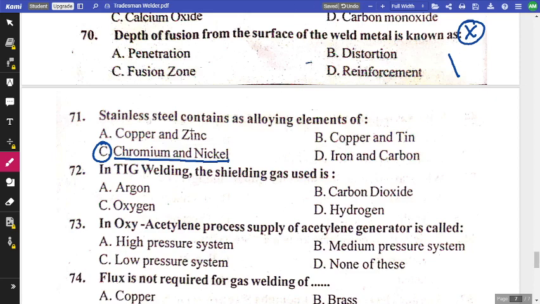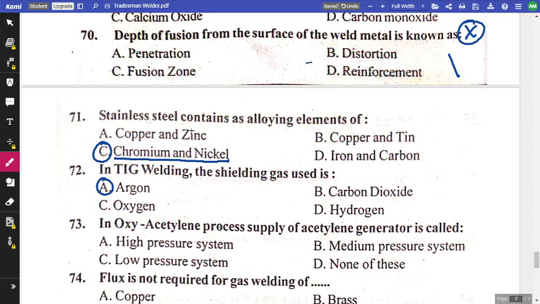In TIG welding, the shielding gas used is argon, carbon dioxide, oxygen or hydrogen. So, very simple question. We will be using argon as the shielding gas for tungsten inert gas welding.